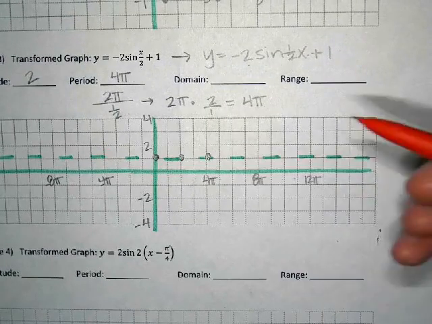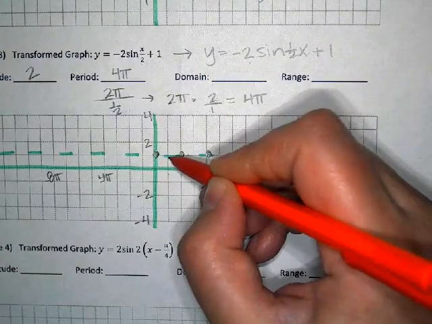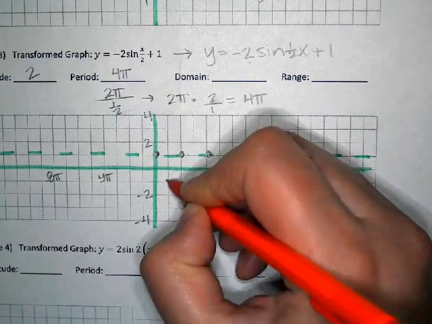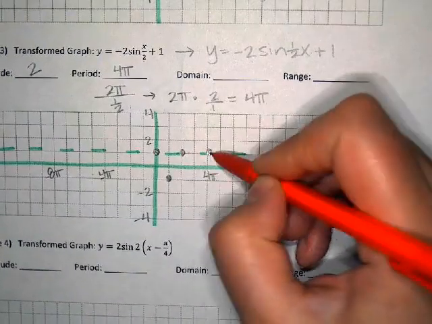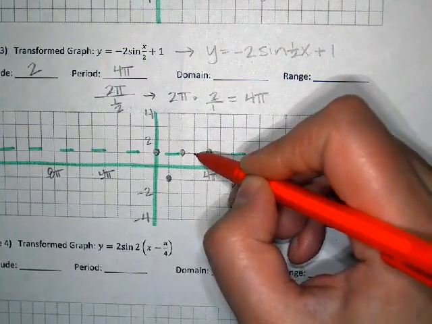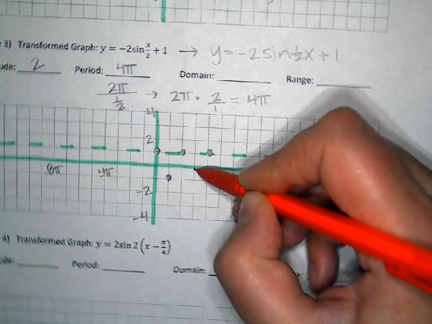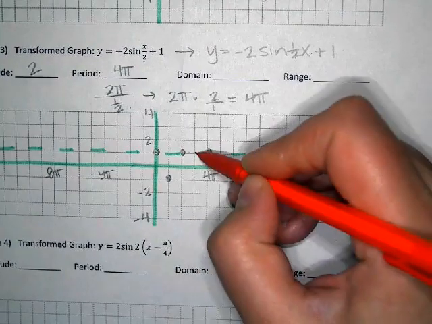And between the second 2 points, normally I would have gone down the equivalent of 1, but this time I'm going to go up because I have a negative in front of my equation, and I'm not going to go up the equivalent of 1, I'm going to go up the equivalent of 2 because I have an amplitude of 2 this time.